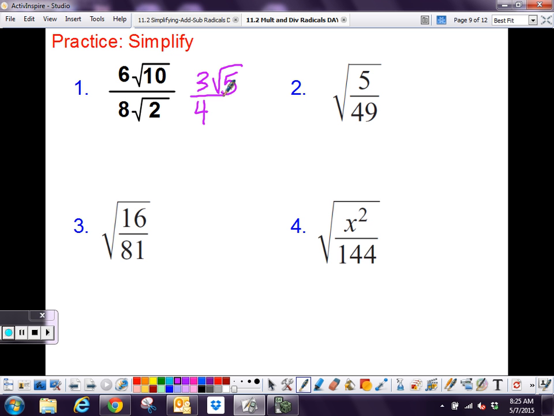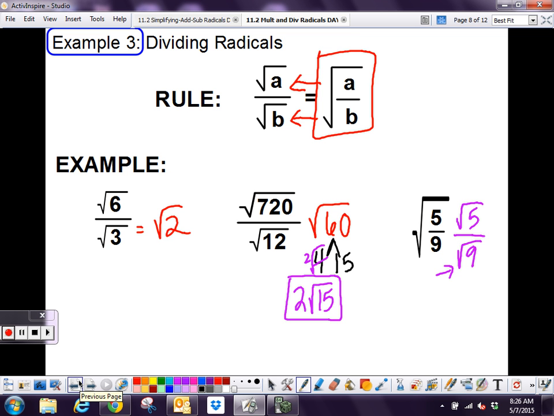Okay, number 2, I need to break this apart, since it's all underneath that radicand. So I've got square root of 5 over the square root of 49. Let's look at this and see if there's anything we can simplify. Well, what is the square root of 49? Square root of 49 is 7. So that's the square root of 5 over 7. Which is, I guess, what I could have done on this last slide. Because I had square root of 9 on the bottom, so I could have just said that that was 3. So that's why that one's there. That makes sense.